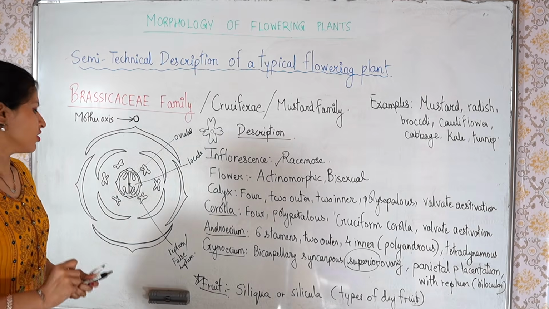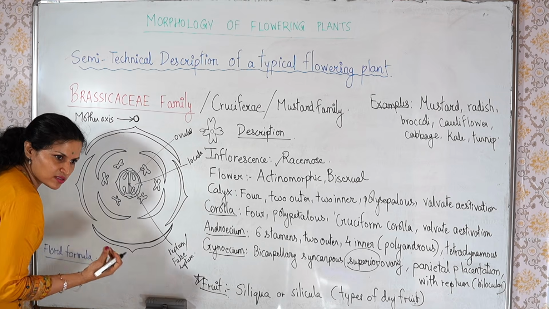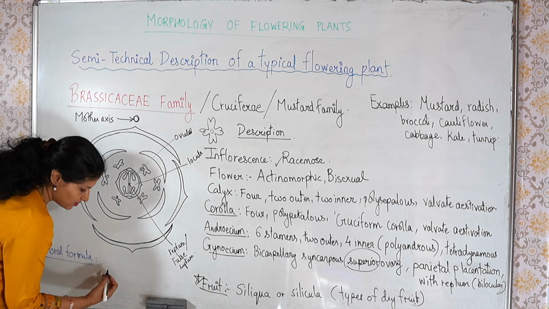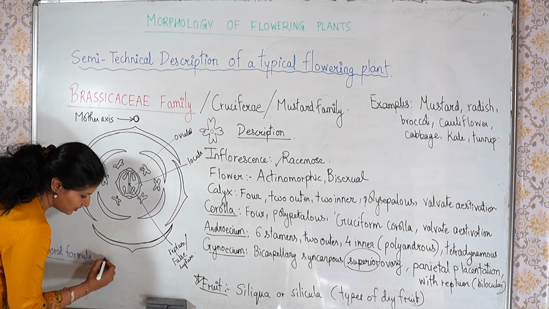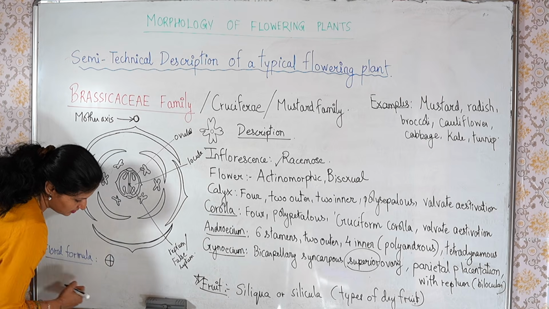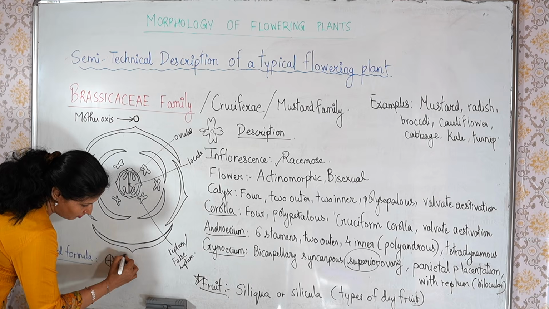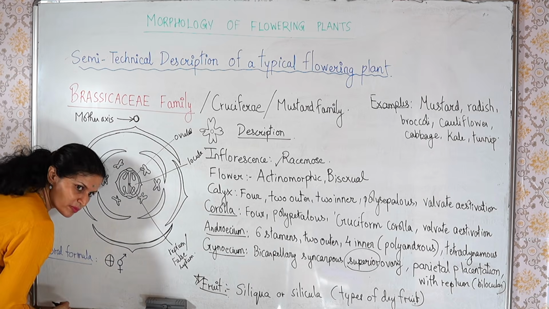Finally, we write the floral formula. First thing, bracteate or ebracteate. It's an ebracteate flower and we can usually skip this part of writing ebracteate. We can directly start from the symmetry. The symmetry is actinomorphic symmetry. So we write this symbol, circle with the plus sign. Then it's a bisexual flower, so we use the symbol of bisexual flower.